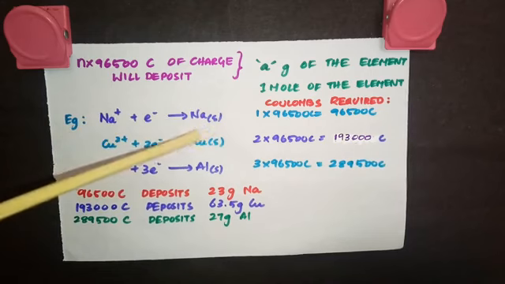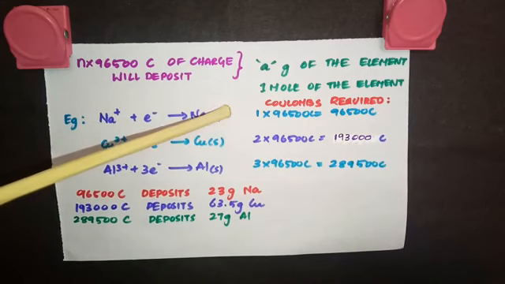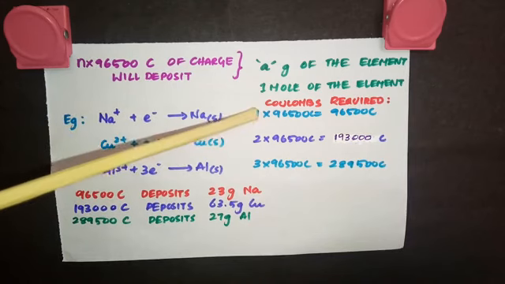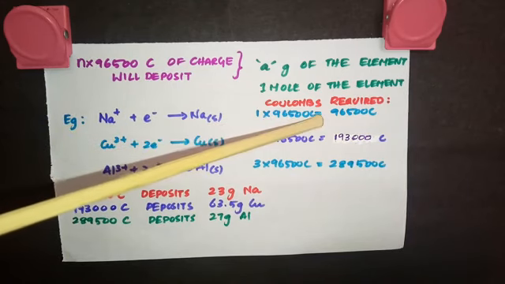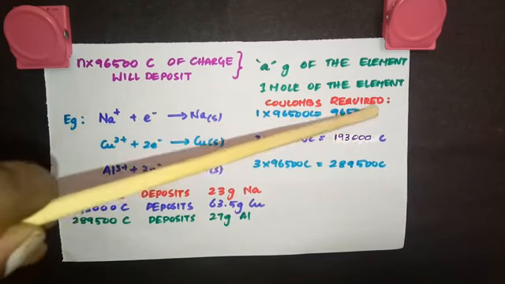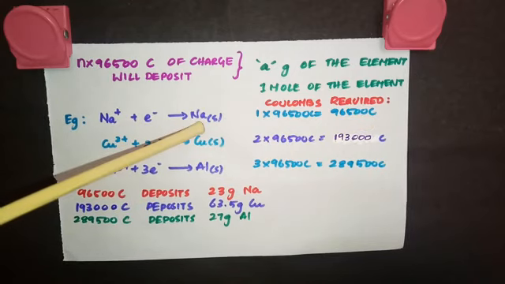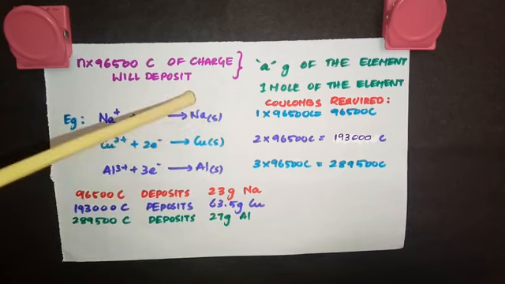So to deposit 1 mole of sodium, how much quantity of charge is needed? 1 into 96,500 coulomb. So 96,500 coulomb can deposit 1 mole of sodium, or what is the atomic mass of sodium? 23. So 23 gram of sodium will be deposited.